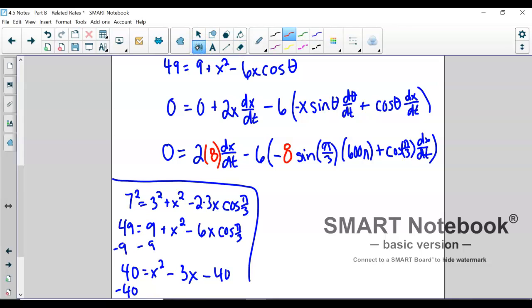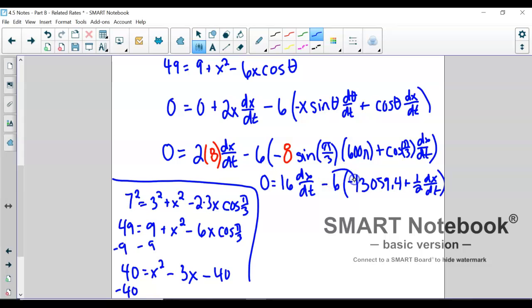I think that's all of them there. And so we've got 0 equals 16 dx dt minus 6 times, and then I'm just going to use the calculator for that. You got negative 8 sine of pi over 3 times 600 pi is going to be, I'm just going to use decimals here, so negative 13,059.4, plus cosine of pi over 3, we just said was 1/2, so that's 1/2 dx dt.